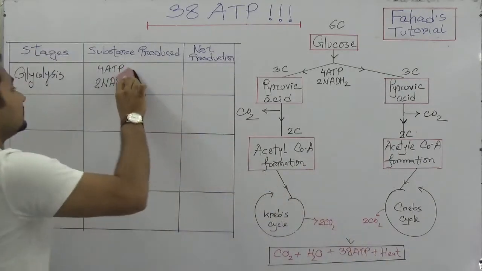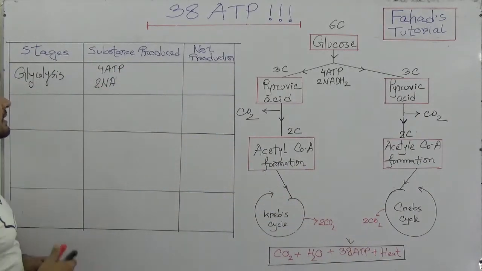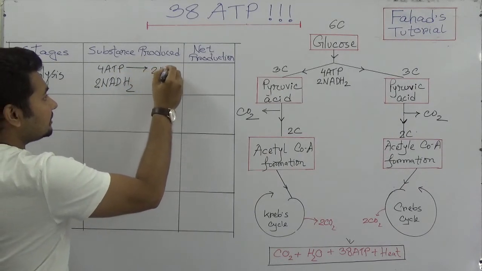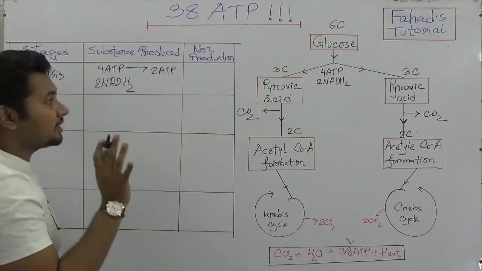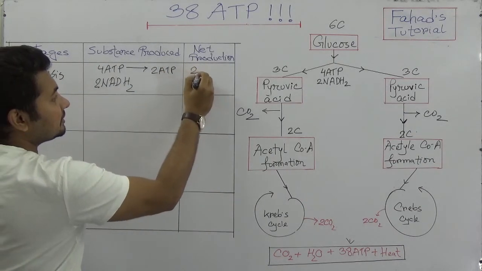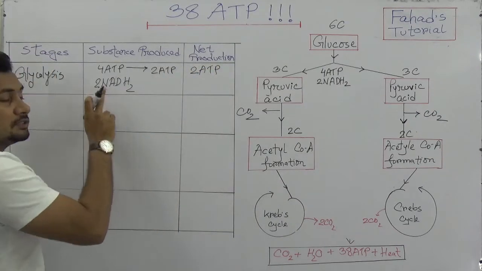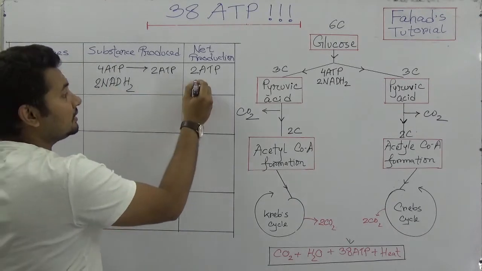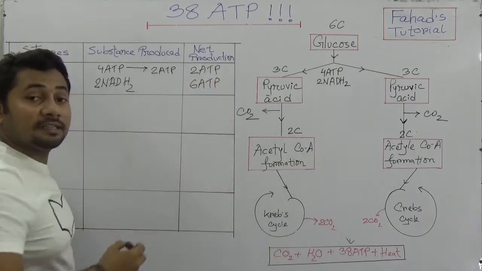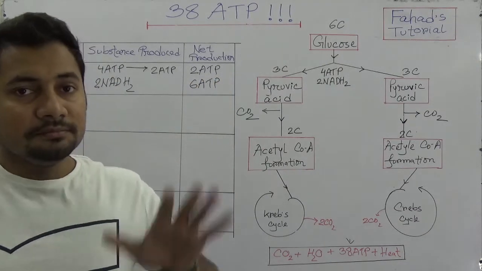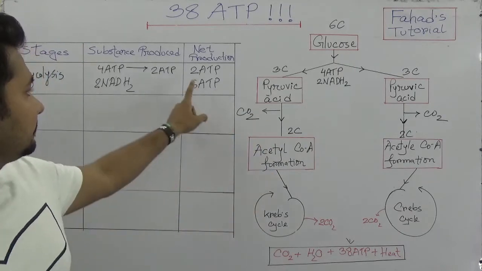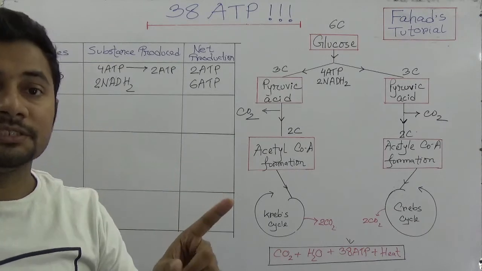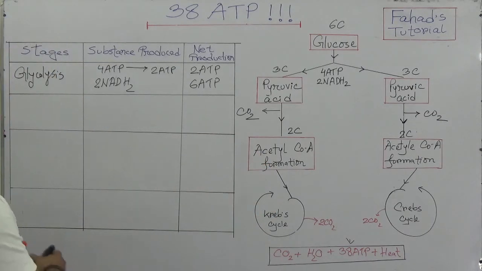So if this is the scenario, from this 4 ATP, 2 ATP is lost. So my net production of ATP is 2 ATP here, and as 1 NADH2 is equal to 3 ATP, 2 NADH2 is equal to 6 ATP. So we can say that in our first step, 8 ATP is produced. So in glycolysis, the first step of aerobic respiration, 8 ATP will be produced.